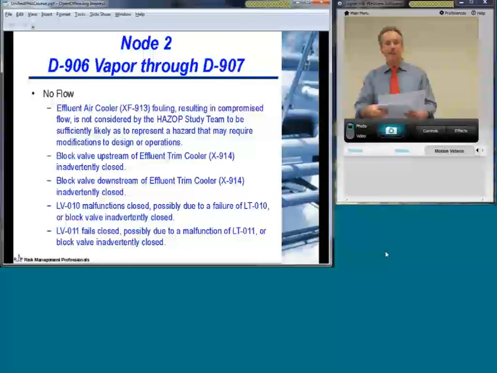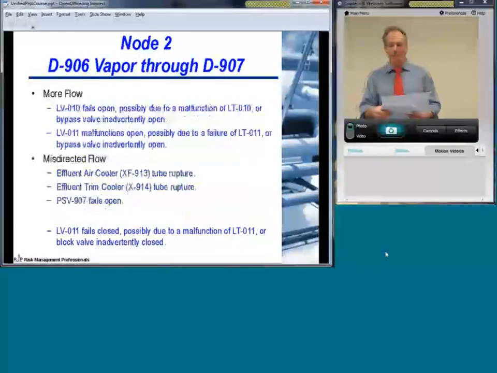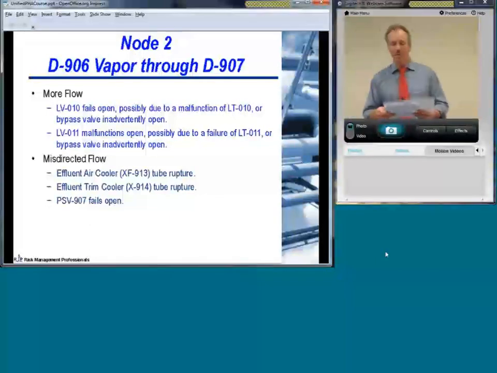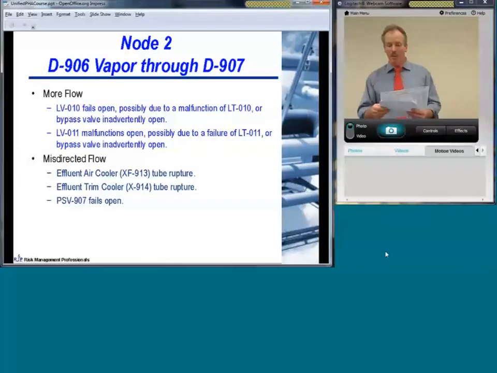So key more flow cases associated with this node might be associated with those level control valves. For a more flow case, we've got LV10, which is a fail open valve, failing open. We had LV11, which is a fail closed valve, malfunctioning open, both of those causing more flow, and also picking up if the bypass valve is inadvertently open, also causing more flow. And of course, when you look at the consequences, you're going to talk about level decrease and what the consequences of that are.